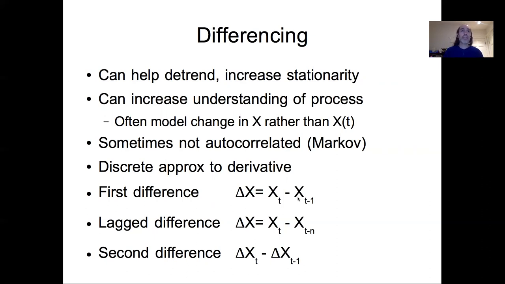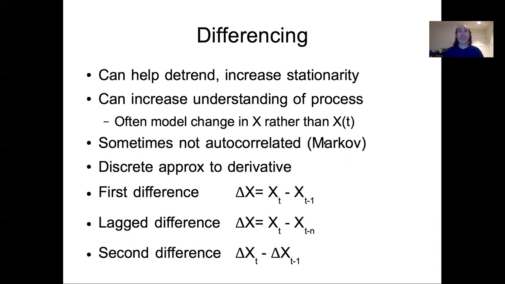Differencing can help us understand our process better, because when you think about a lot of the classic process models we work with, they're often written down in terms of how X changes rather than X itself. So a growth model or a pool and flux model or a state and transition model, they're often written in terms of how X changes. And this was true of the dynamic models we talked about when we were talking about state space models in the previous section. It's also true that sometimes when you difference things, you find that the differences are not autocorrelated.